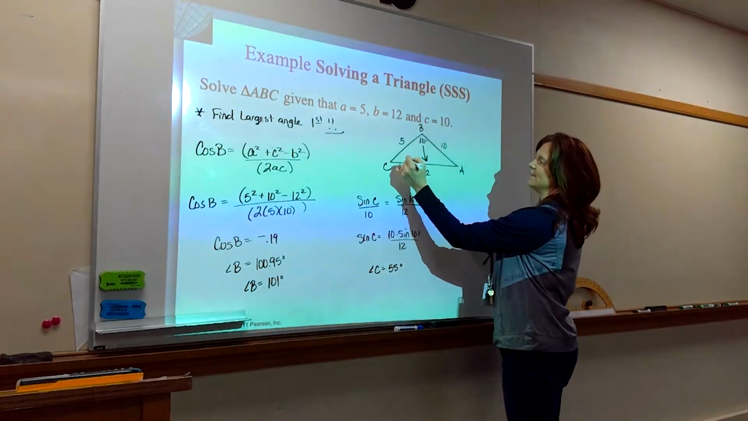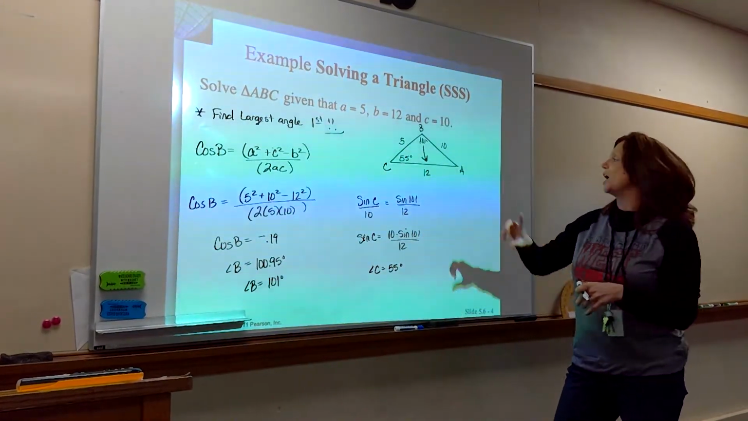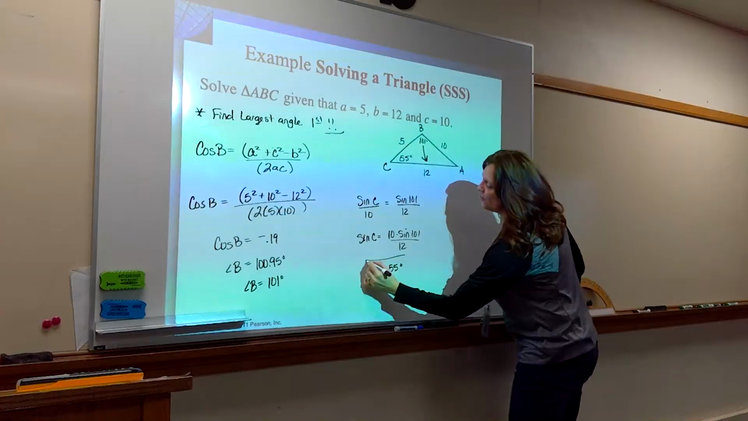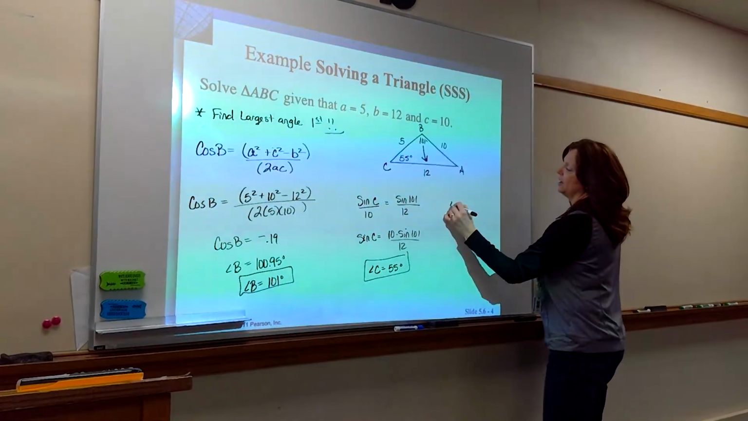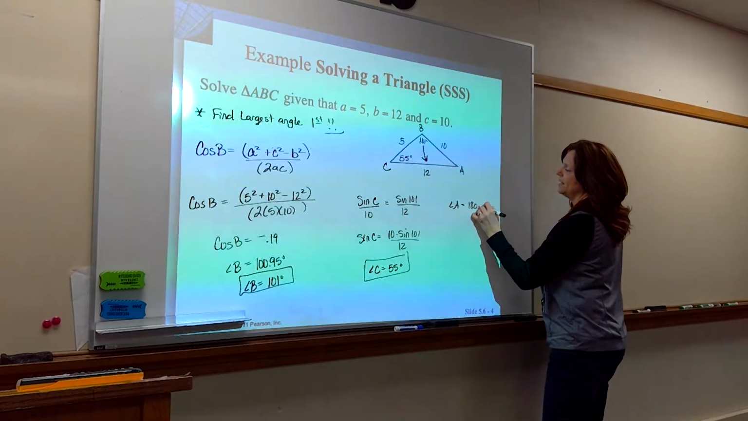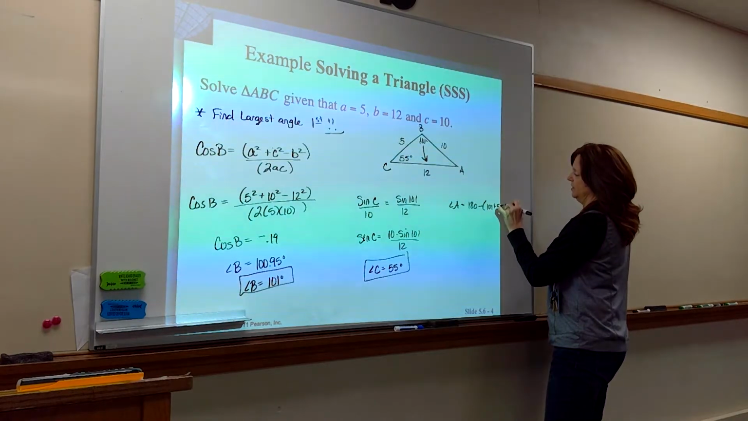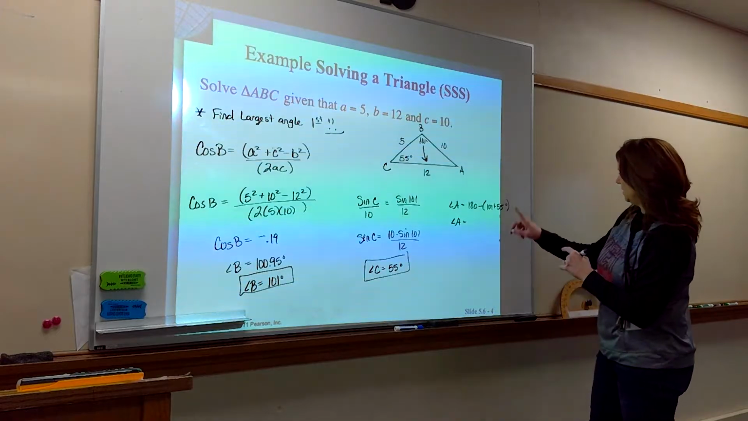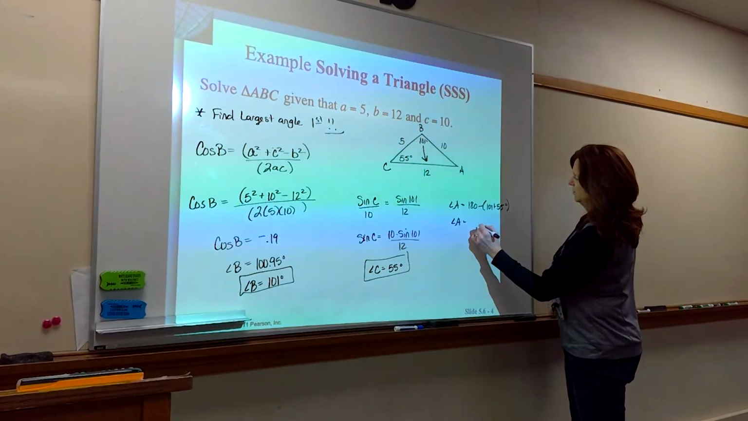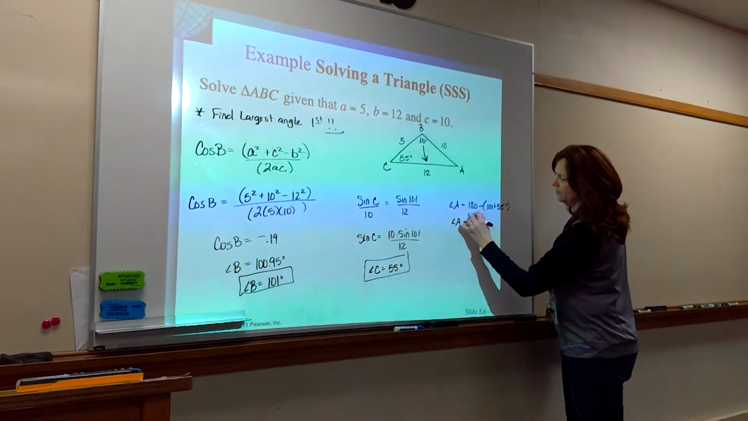All right, so now we have angle C, we have angle B. We are certainly just going to subtract from 180 for angle A. So angle A is 180 minus 101 plus 55. That'd be 156, which would be 24 degrees, I believe, if I did that correctly.